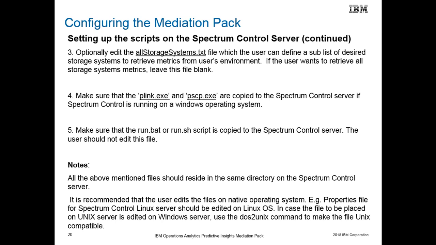In step 5, make sure that you have copied the appropriate platform-specific run script file to the Spectrum Control server. The file path parameter is the path that the CSV files will be written to on the Predictive Insights server. All of the above-mentioned files that are copied to the Spectrum Control server should reside in the same directory.